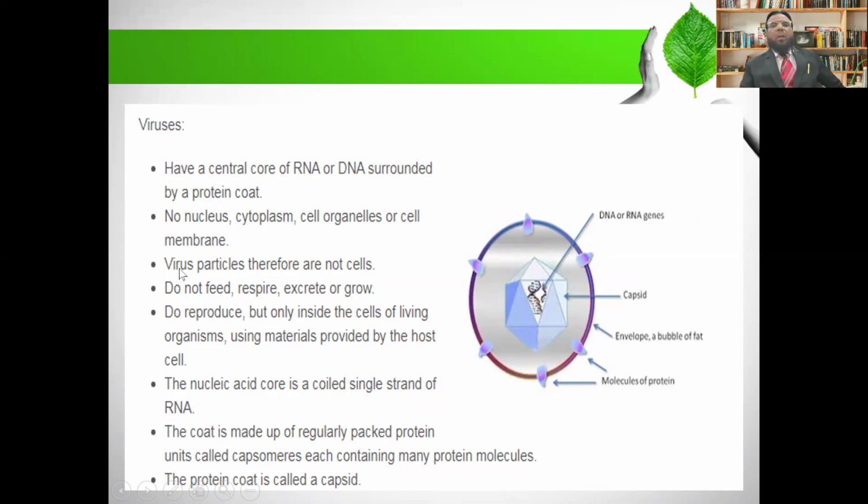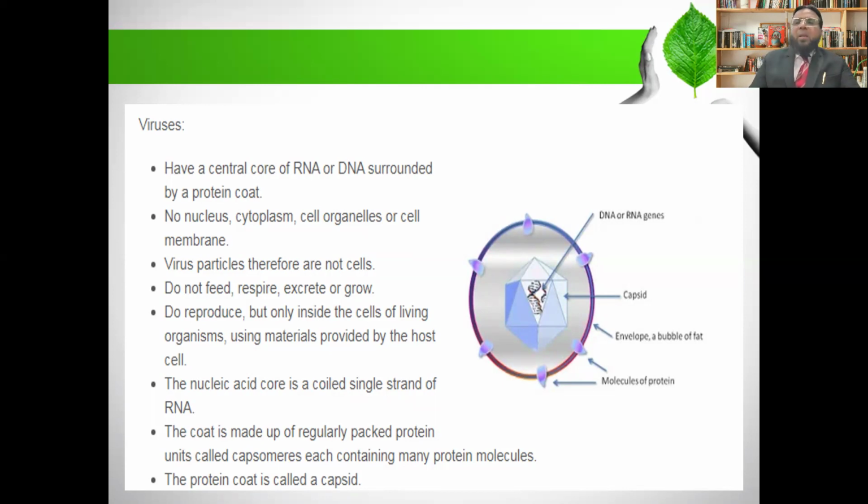Virus particles, therefore, are not cells, and they don't feed, respire, or excrete. Means they do not show even a single characteristic of life. For example, if the virus is on the table, it doesn't show even a single characteristic of life. But when a virus enters any living cell, it shows only one characteristic of life, that is replication or reproduction. Based on this, a group of scientists say that it's a living thing.